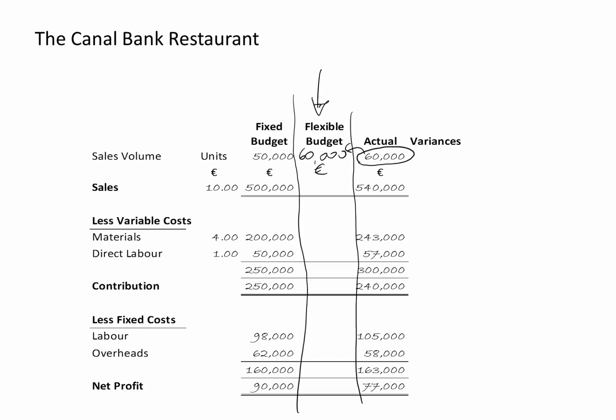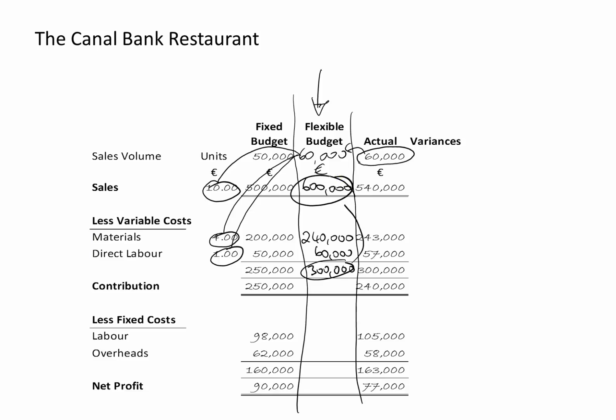Well, all things being equal, 60,000 customers should have spent €10 each, which would have given us a turnover of 600,000. 60,000 customers should have cost €4 each to feed, which would have given us 240,000. And 60,000 customers should have cost €1 each in terms of direct labour, which would have given us 60,000. Now if I add those two together, I get 300,000, the total of the variable costs. I'm going to take it away from the sales revenue, and I get a contribution of 300,000.